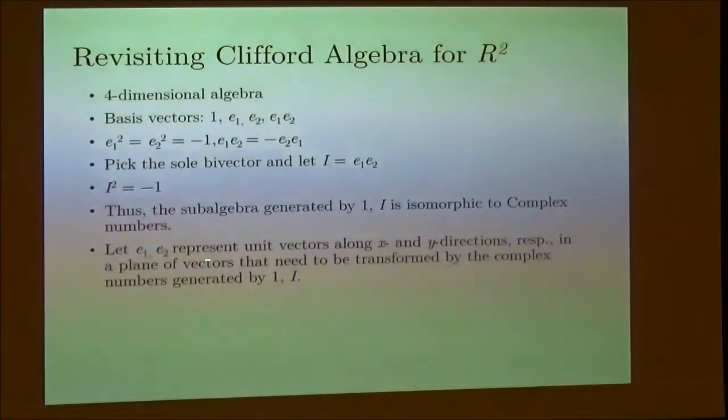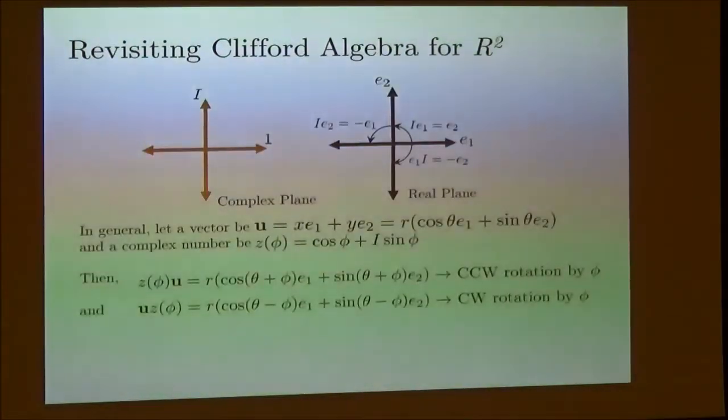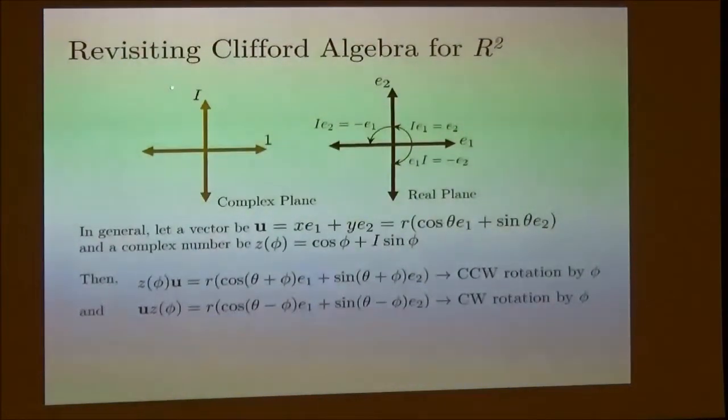So, if e1 and e2 represent the unit vectors, that need to be transformed by the complex numbers 1 and I, we can do that. How do we do it? So this is your complex plane, right? This is 1 and I. So I is the bivector e1 e2. This is your real plane.